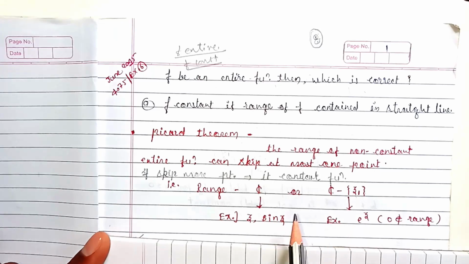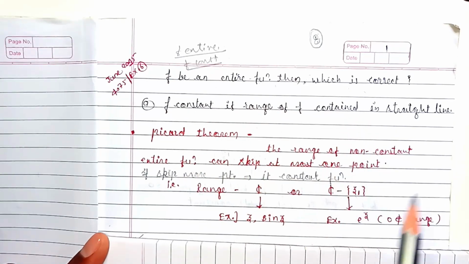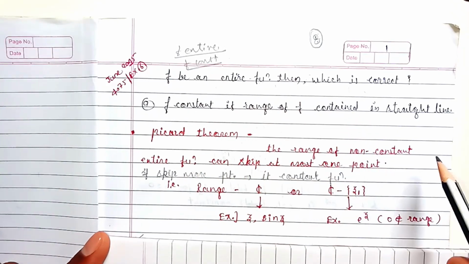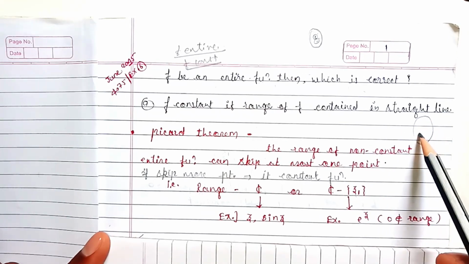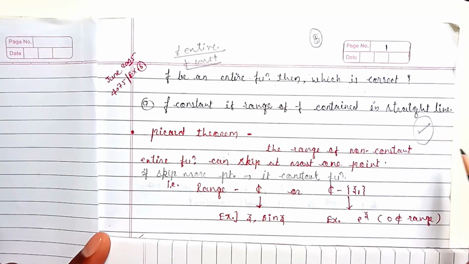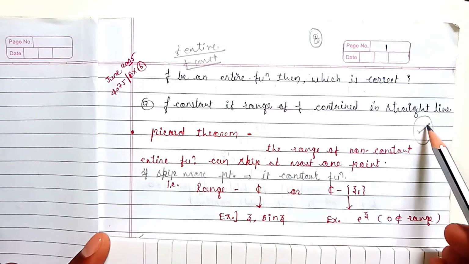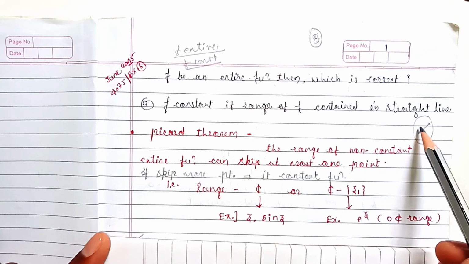Okay, these types of counter examples are more than sufficient to eliminate these options. Now, first option here: f is constant if the range of f contains a straight line. If the range of f contains a straight line, that means we have a range here which contains a straight line. So how many points lie in a straight line? Infinitely many points, because we are looking at the complex plane.